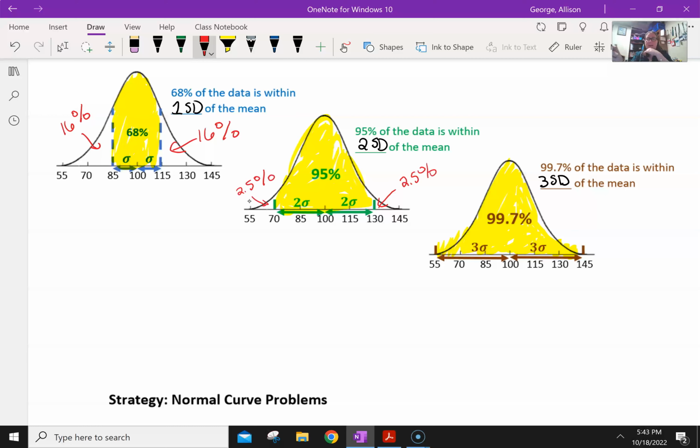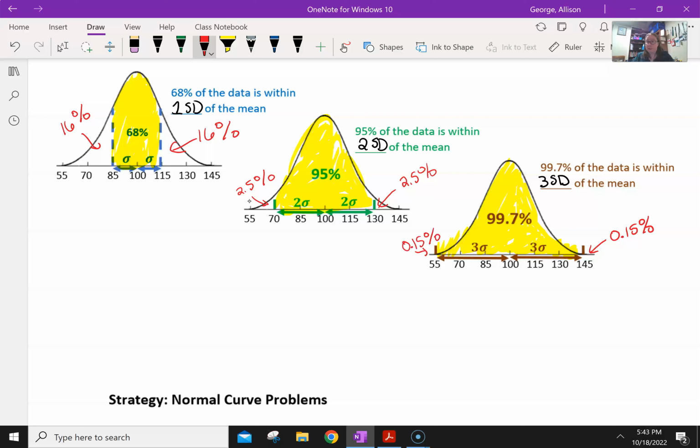And then for the last one, if it's 99.7%, that only means there's 0.3% of the data left. And again, on either side, we have to split that in half. So it's going to be 0.15% on both sides.